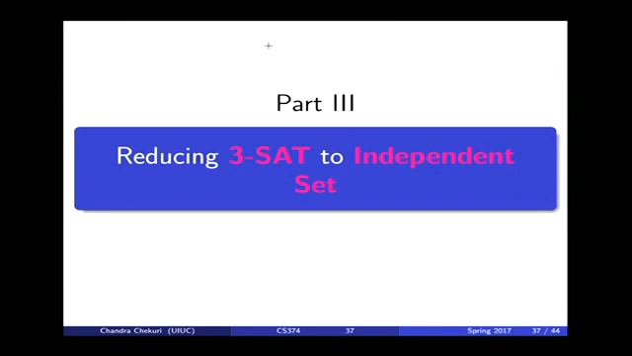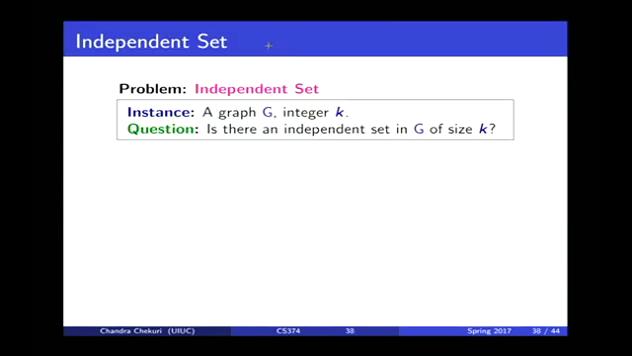They don't seem related to each other, okay? But what we'll see is that if you can solve independent set, you can solve SAT, which is a very clever reduction. These reductions are interesting because they relate problems which seem, on the face of it, very different.